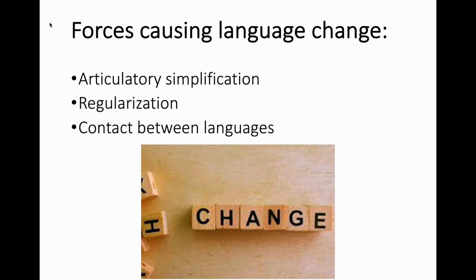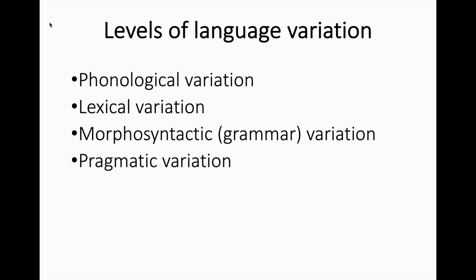The scholars have determined a couple of forces that cause language change. They are articulatory simplification, regularization, contact between languages. These forces are considered to be universal, that is, they are assumed to exist in all known languages, and they make languages change in several levels. Hence, one can identify the following levels of language variation: phonological variation, lexical variation, morphosyntactic or grammar variation, and finally pragmatic variation. You may notice that these levels of variation coincide with the structural layers of a language.